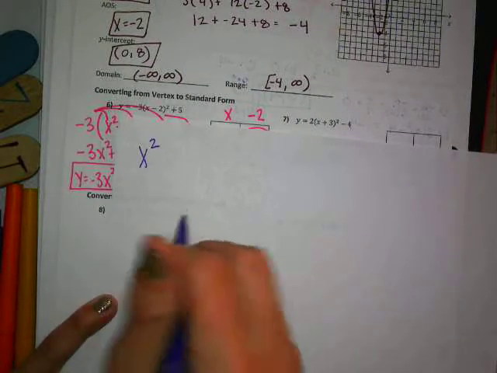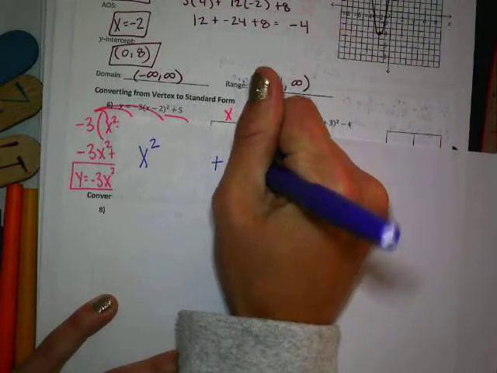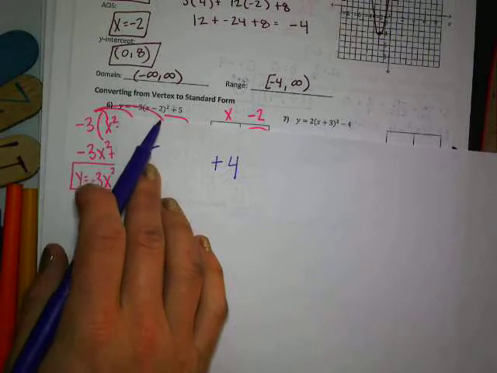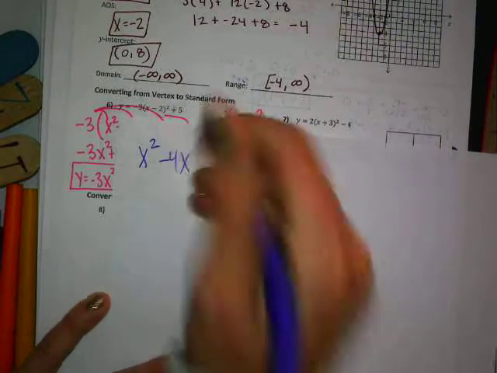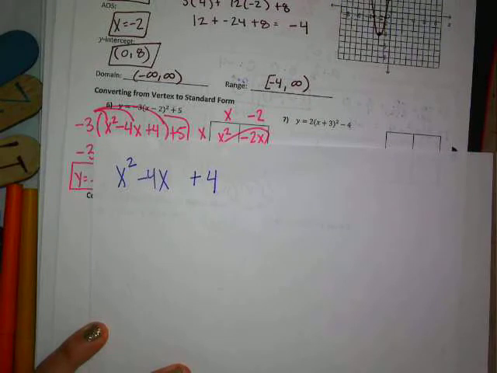What's negative 2 squared? 4. Plus 4. X times negative 2, negative 2x, times 2, negative 4. So this is why you do times 2, because it's just the shortcut. Because there's going to be 2 of them. There's always going to be 2 of them.